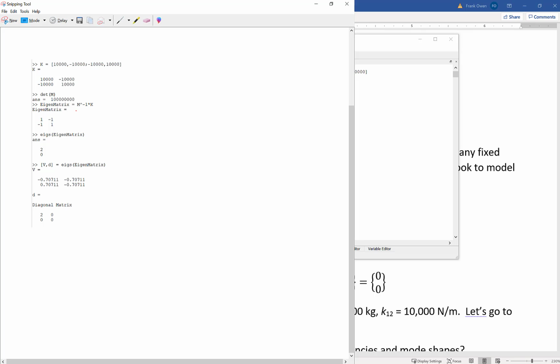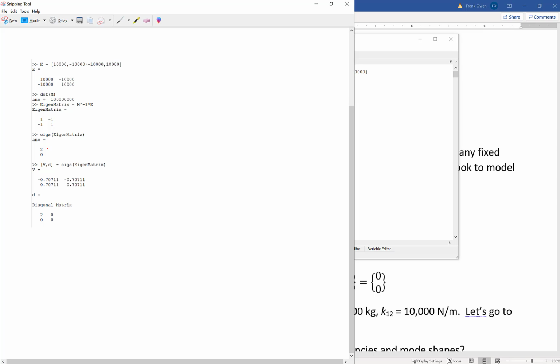So I formed my Eigen matrix, and again, what that was, it's the inverse of the mass matrix multiplied by the K matrix. And that gave me this Eigen matrix. And this contains the eigenvalues and eigenvectors of the system. Now, I'm not going to go into the Eigen problem. That's a separate mathematical topic that I'm not going to cover here. But what I do want to say is you do need the eigenvalues, because the eigenvalues, and the eigenvalues are 2 and 0, those are the squares of the natural frequencies.